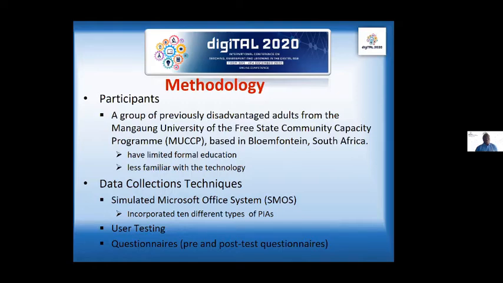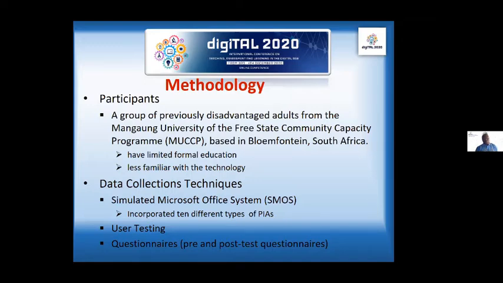In terms of data collection, we used three principal data collection methods. The first one was a simulated Microsoft Office system. We call it SMOS. It is a system developed to facilitate computer training, as I said earlier on. It is a simulated desktop program, and it incorporates 10 different types of agents.